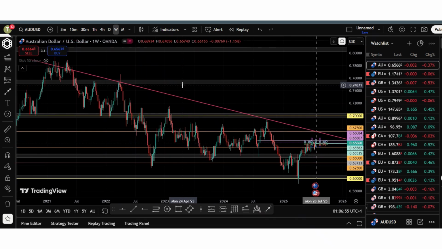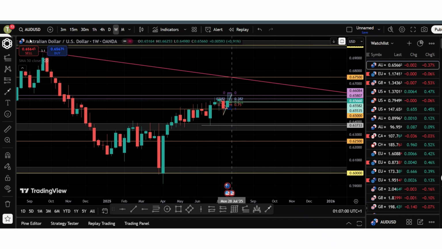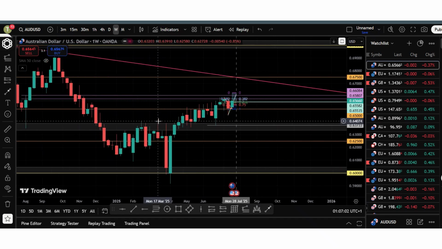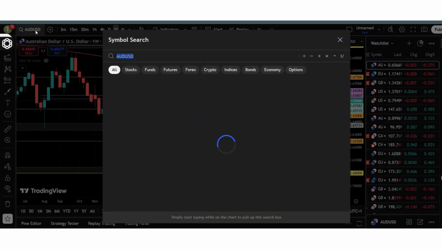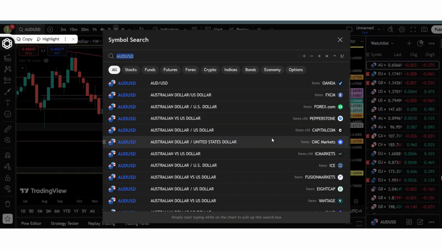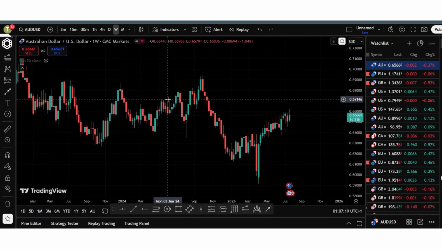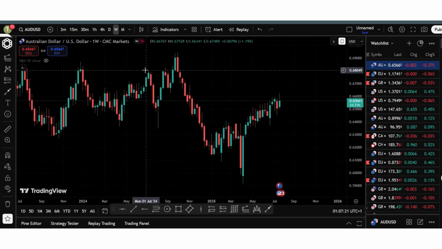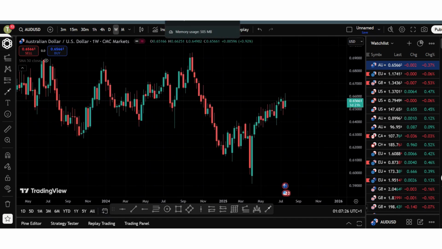So today we'll be analyzing AUDUSD. This chart looks a little, let's use a clean chart. So let's use CMC Markets. We'll be analyzing the Australian dollar today. The Australian dollar is a very interesting pair.